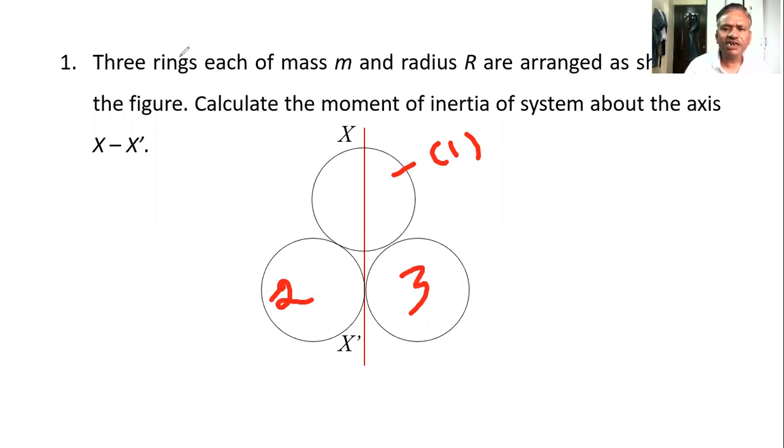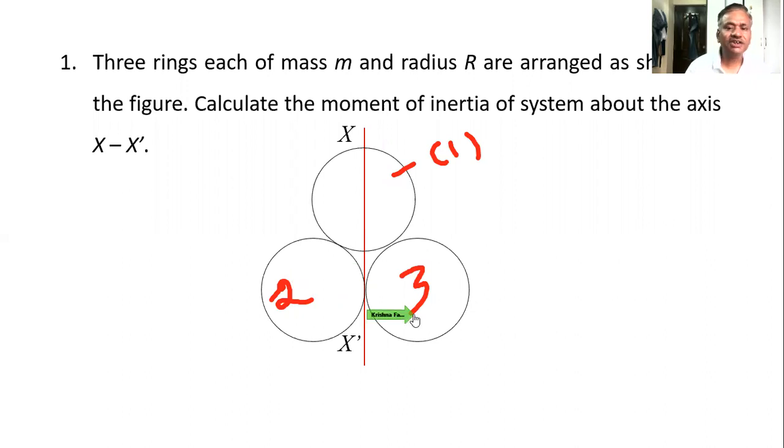Students, you look here. With respect to ring 1, this axis is passing through one of its diameters. I think you understood this. Then with respect to disk 2, this axis is a tangent. Not only for circle 2, even for circle 3, this axis is a tangent.